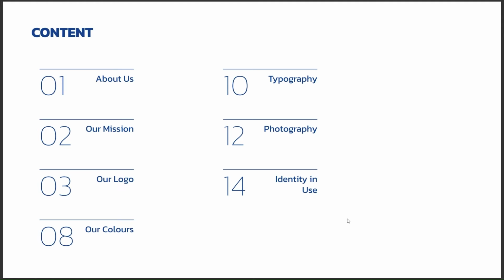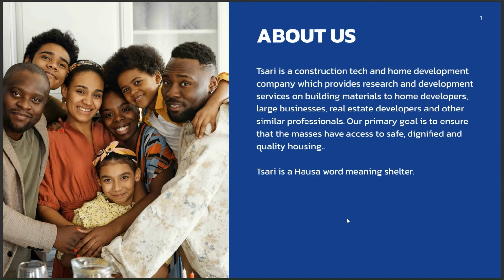Next, it's ideal for you to have a content or a table of content page just to outline the different sections of the document. So whoever is going through it has an idea of the entire scope of it. And next is the about us page. So this is where you should just put down a brief description of what the company is about. So in my case, it was on construction tech, home development, and providing research and development services for businesses.